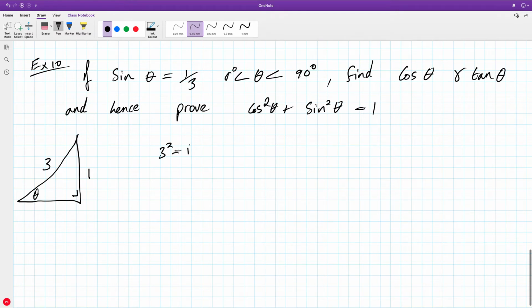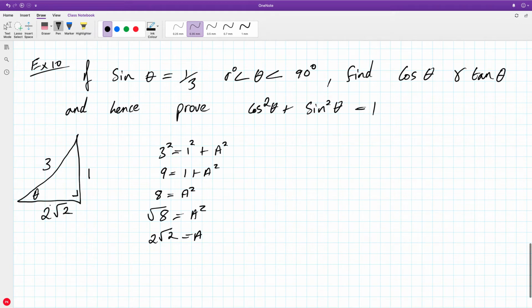3 squared equals 1 squared plus a squared for adjacent. 9 is equal to 1 plus a squared. 9 minus 1 is 8, which is equal to a squared. Square root of 8 is equal to a. Square root of 8, or you can break it down into 2 root 2, is equal to a. So that's 2 root 2.